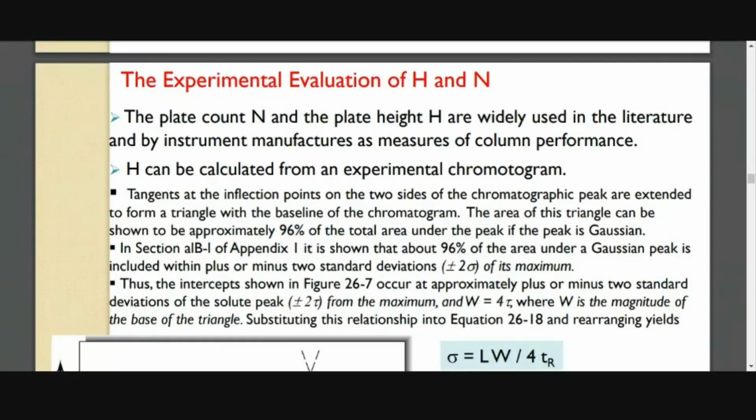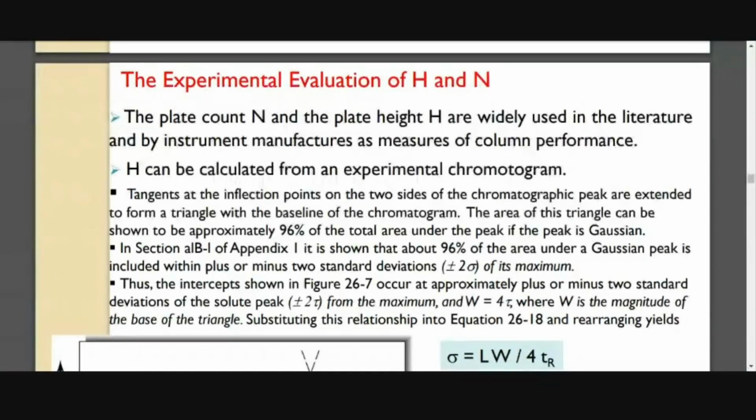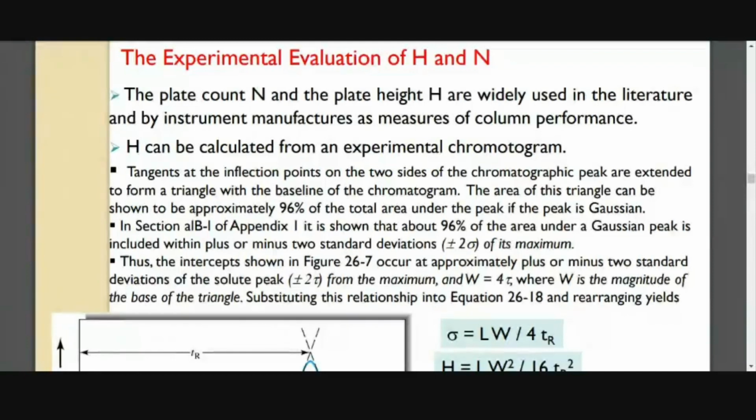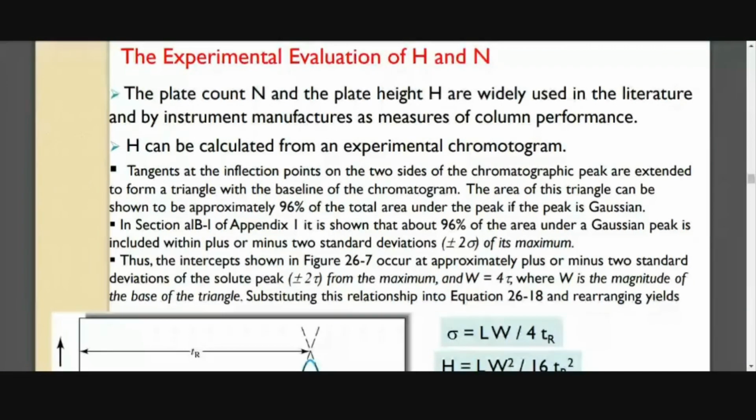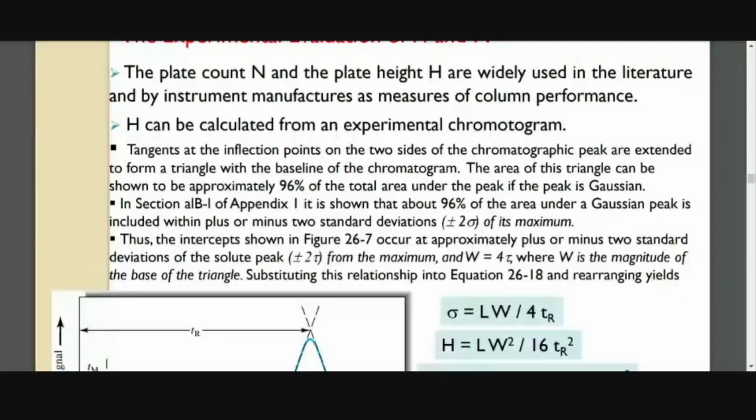Can we calculate that? So yes, for any column, the plate count capital N and plate height capital H are widely used in the literature and by instrument manufacturers as a measure of column performance. Although the plate theory has been abandoned, all the manufacturers will give the H and N as their specification, just like your mobile specification of 2 GB RAM, 32 GB memory. These H and N are specifications from instrument manufacturers.